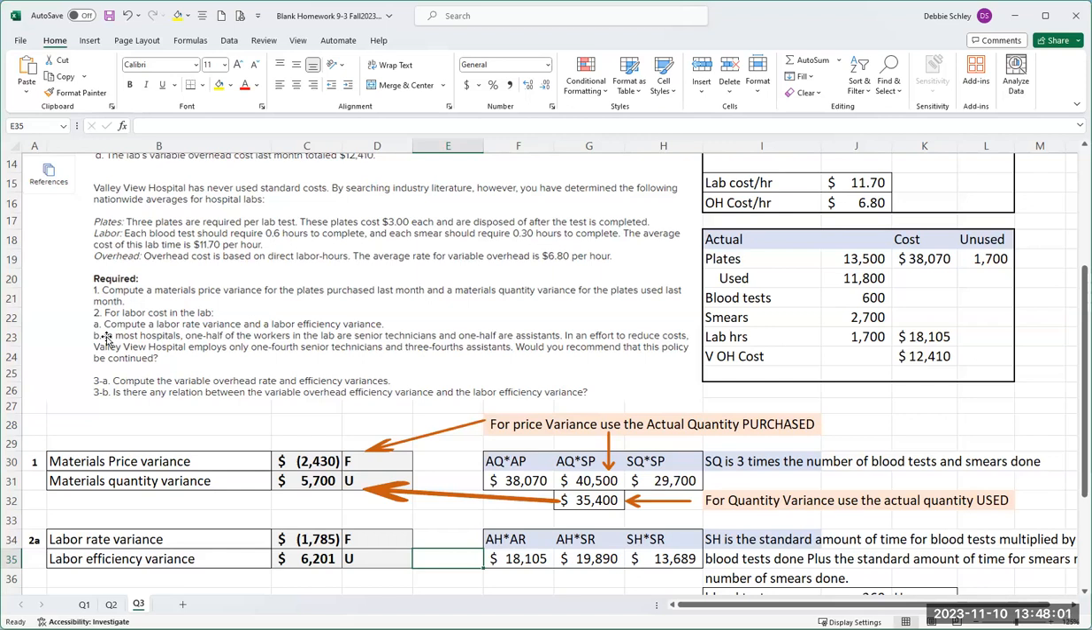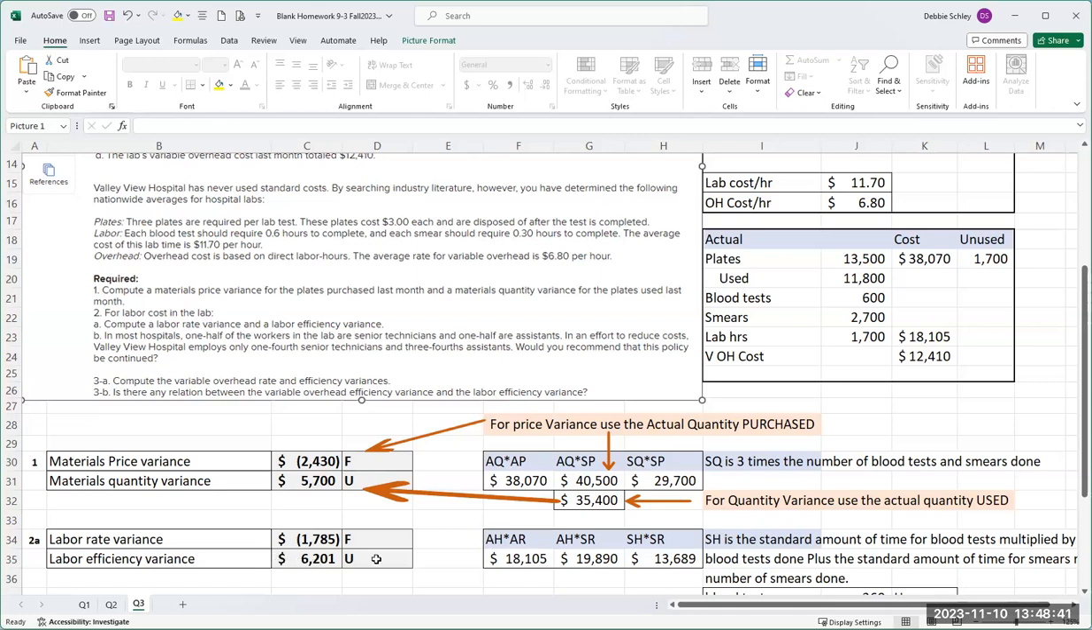2B, in most hospitals, 1/2 of the workers in the lab are senior technicians and 1/2 are assistants. In an effort to reduce costs, Valley View Hospital employs only 1/4 senior technicians and 3/4 assistants. Would you recommend that this policy be continued? So in my mind, senior technicians are going to be better, more experienced, work faster, which they have a labor efficiency variance unfavorable of $6,201.